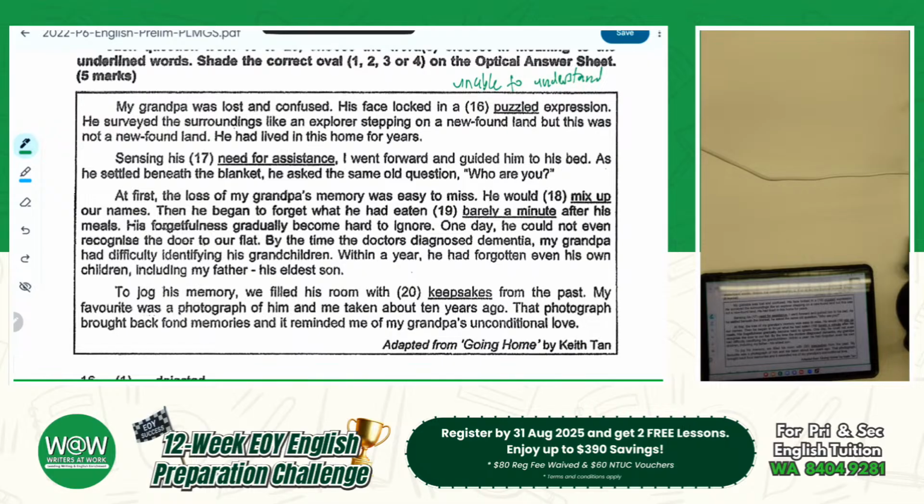Okay. Sensing his need for assistance. So need for assistance here means someone requires help or support. Okay. I went forward and guided him to his bed. As he settled in his blanket, he asked the same question, who are you? So at first, the loss of grandpa's memory was easy to miss. He would mix up our names. So mix up here means you confuse somebody's name with something else. Okay, then he began to forget what he had eaten, barely a minute after his meals, which shows a very short period of time.